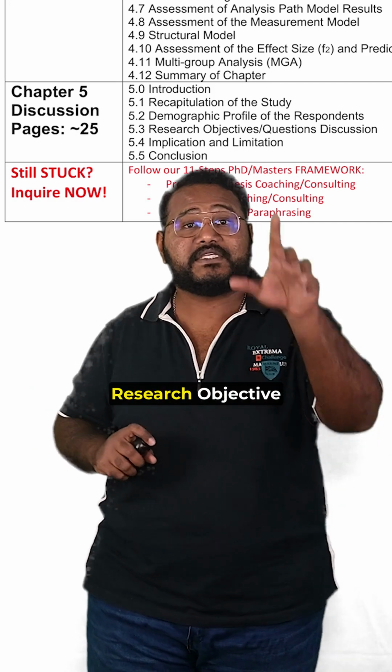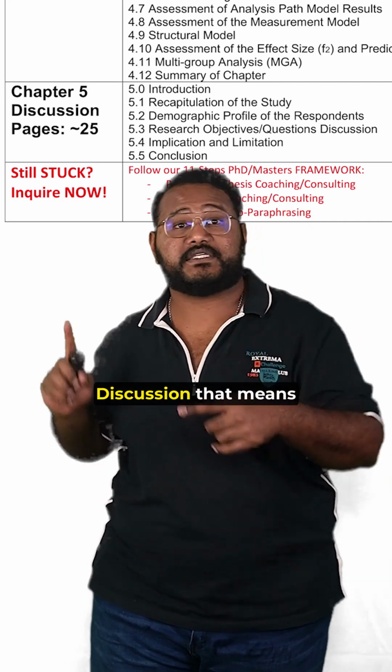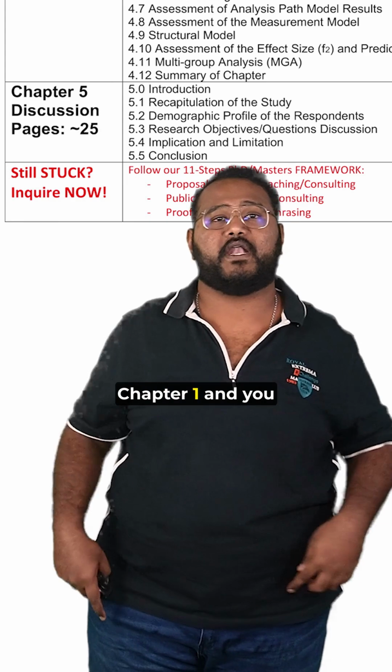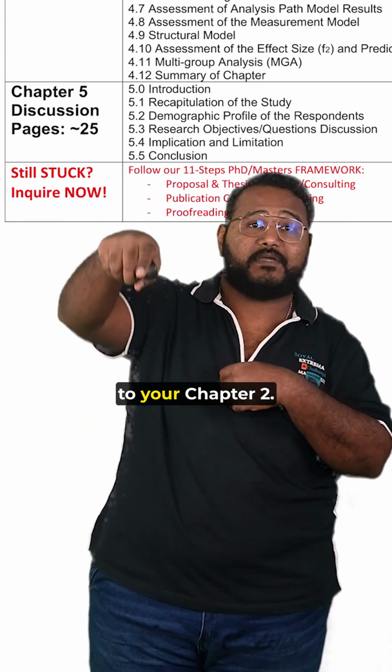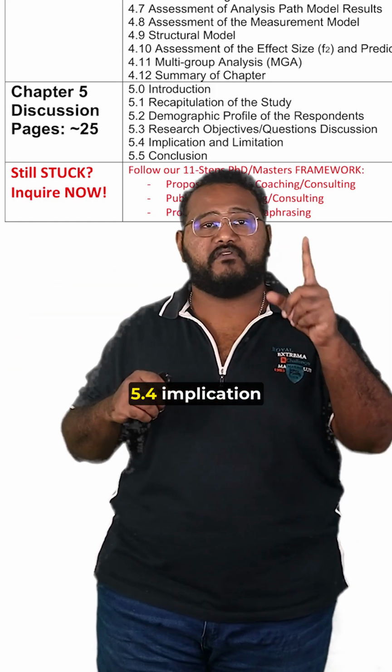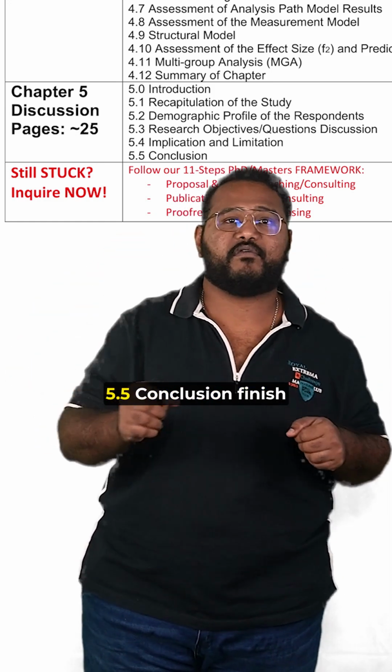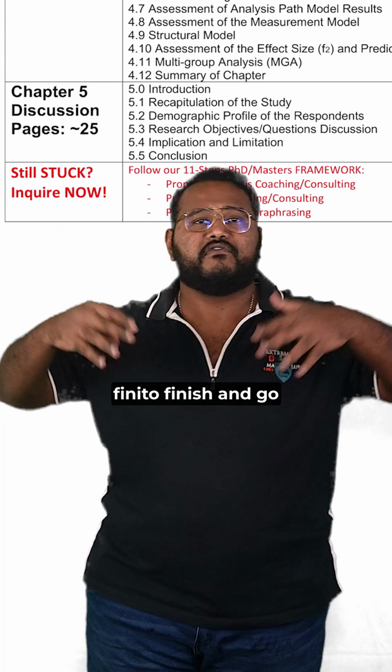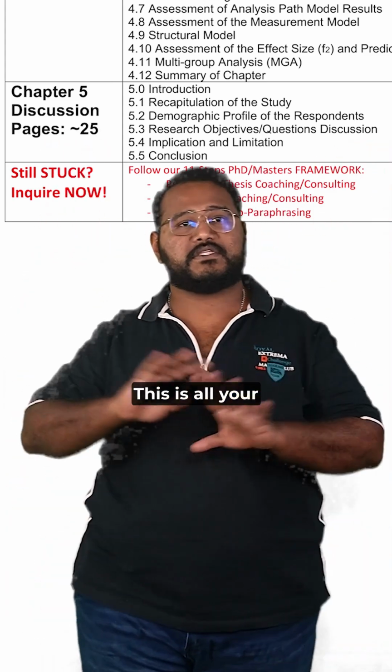5.3, research objective question related discussion. That means you tune back to your chapter 1 and you also need to tune back to your chapter 2. This is where the tuning happens. 5.4, implication and limitation. Finally, 5.5, conclusion, finish, finito, finish and go back home. Done. Okay, this is all your thesis is about.